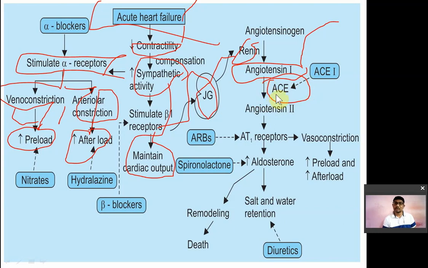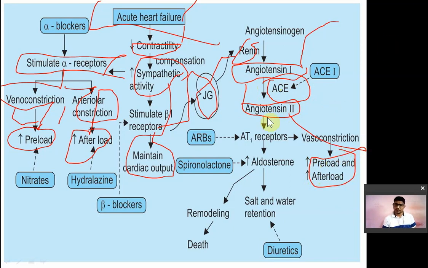Angiotensin converting enzyme converts angiotensin 1 to angiotensin 2. This angiotensin 2 is nothing but the vasoconstrictor peptide. It will cause vasoconstriction, okay, and increases the preload as well as afterload. Vasoconstriction मतलब blood vessel, ठीक है, blood vessel में arteries vein दोनों भी आते हैं. So it will increase the preload as well as afterload.